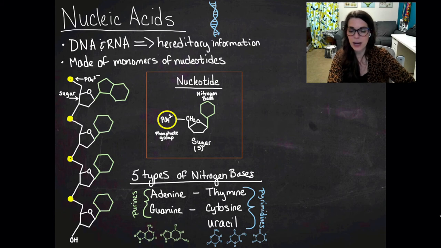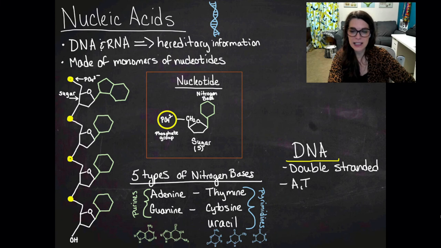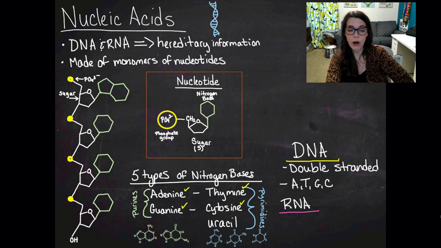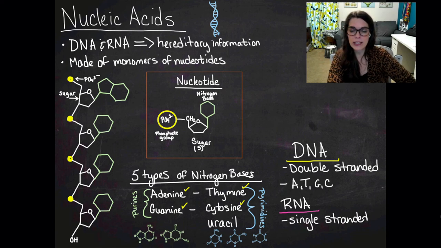Let's review really quick which ones are in DNA and which ones are in RNA. In DNA, I have double-stranded DNA, and it has A, T, G, and C: adenine, thymine, guanine, and cytosine. RNA is single-stranded. All three forms of RNA that you talked about in ninth grade biology are a single strand of RNA, although it might fold in on itself. Those are A, U, G, and C: adenine, uracil, guanine, and cytosine. So that's it. Those are your notes on nucleic acids.